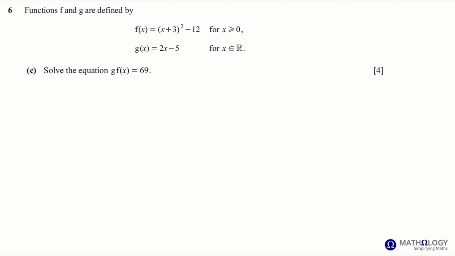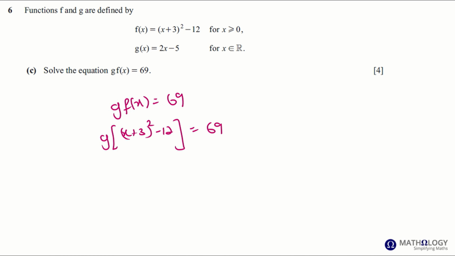Now we're required to solve the equation g of f of x equals 69. So g of f of x equals 69. g of f of x will be g of (x plus 3) all squared minus 12, and that equals 69. In g of x, wherever we see an x, we replace it with (x plus 3) all squared minus 12. So we'll have 2 times ((x plus 3) all squared minus 12) minus 5 equals 69.